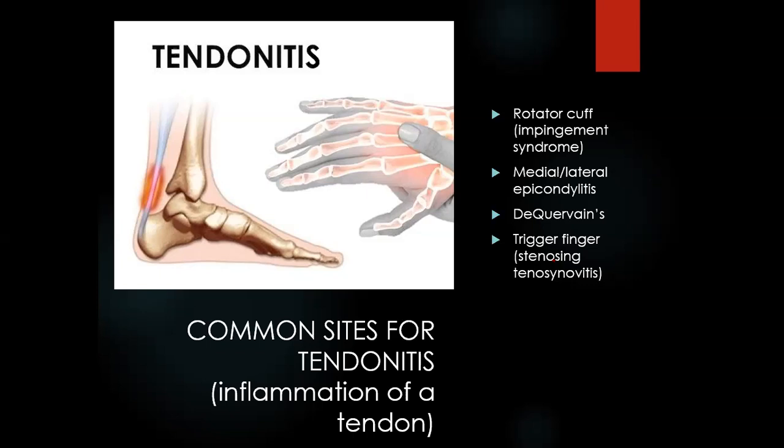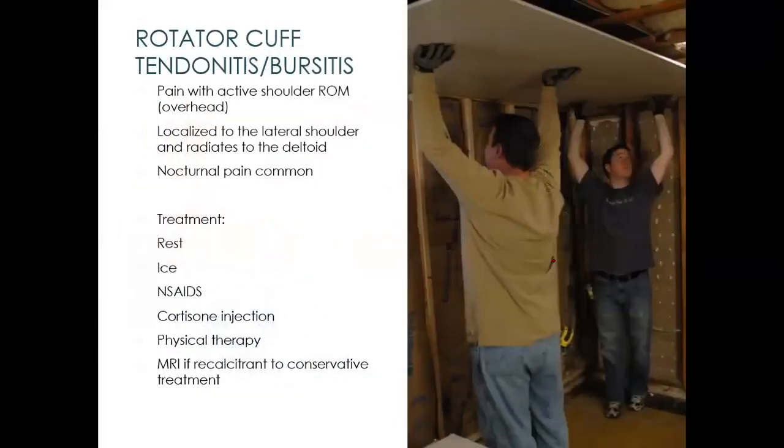So, rotator cuff syndrome, medial lateral epicondylitis, de Quervain's, trigger finger. We're going to go over all these, but they're just a site of inflammation, irritation of the tendon and/or the bursa sac causing irritation.